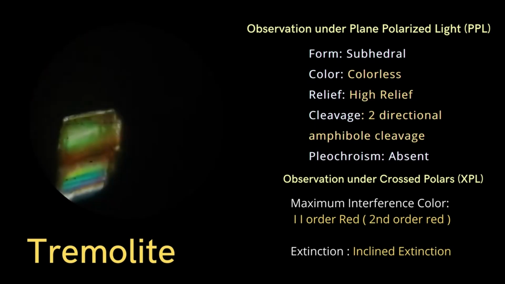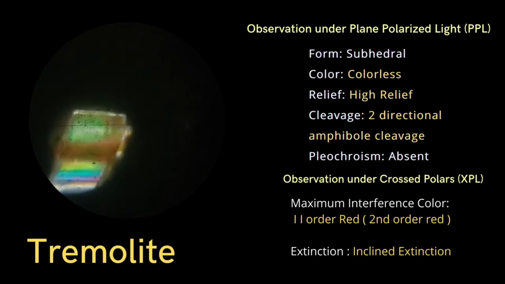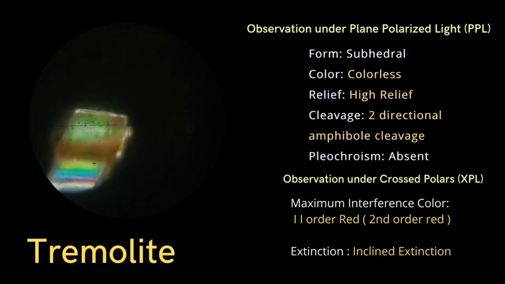Now shifting to crossed polars, or XPL. The maximum interference color you will observe is a second order red, a common feature in amphiboles. It also shows inclined extinction, where the mineral goes dark at an angle rather than straight up and down.